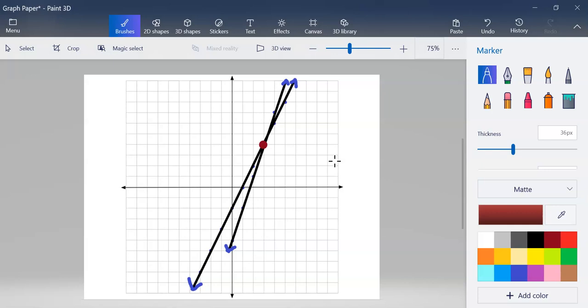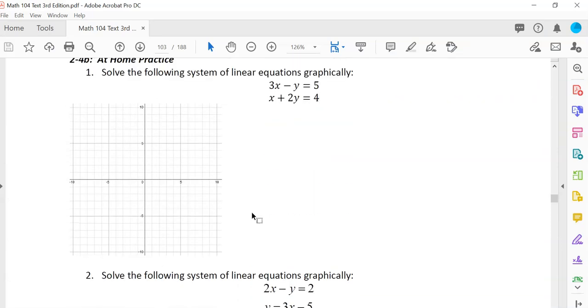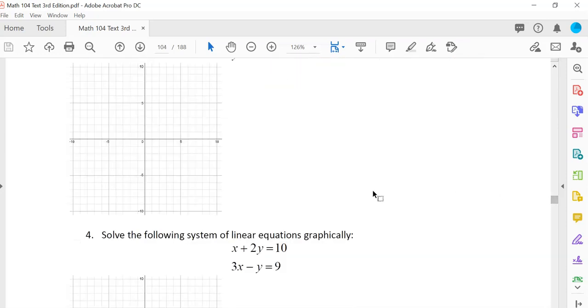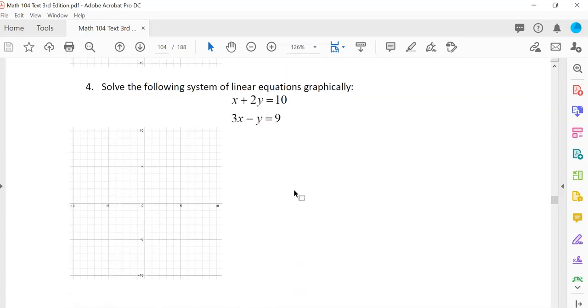Now, obviously, this technique works fine as long as the point of intersection is easy to spot, and as long as the point of intersection is actually on the grid that I'm graphing. And because that doesn't always happen, that's why we need to go to those algebraic methods, if you recall. So that is it for the problems that I am going to do on 2-4B, the at-home practice problems. You can do the other problems, specifically problems numbers 3 and 4, on your own if you'd like, following the same pattern as we just did. The answers to those are in the back of the book.